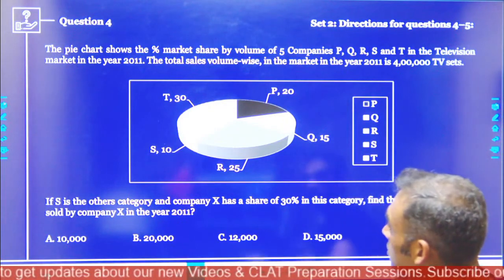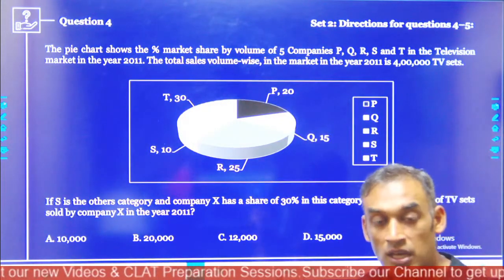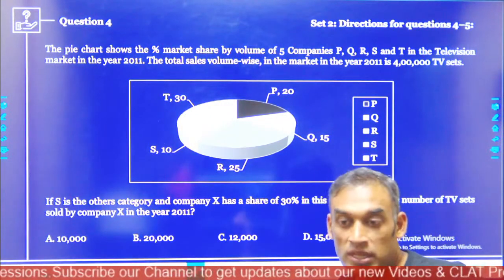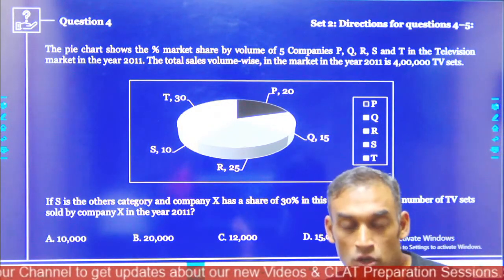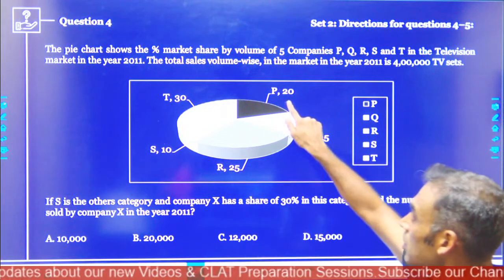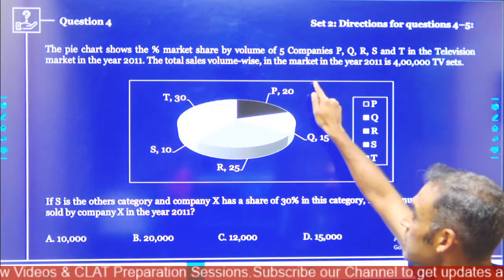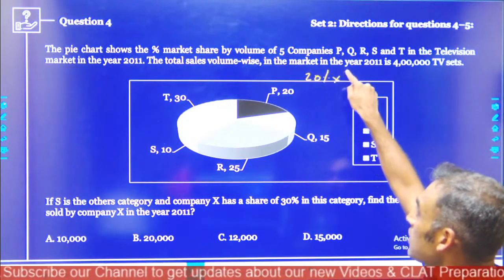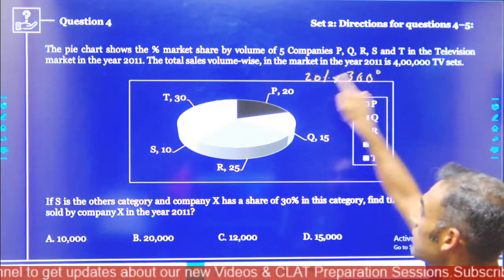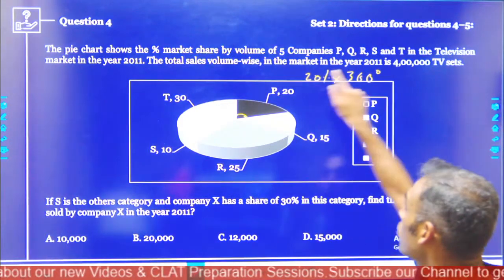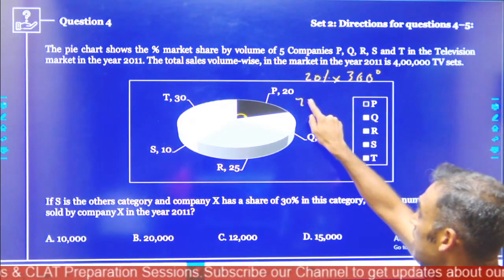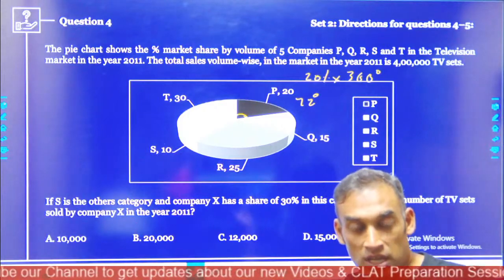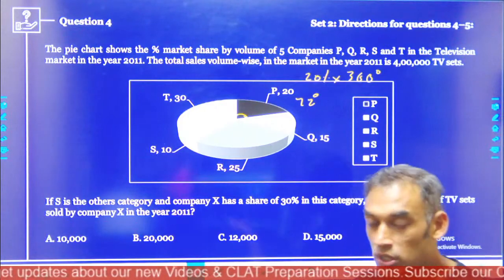First thing. Second thing is, it is not necessary that they give you percentage wise. They can also give you degree wise. So in that case, you have to convert degrees into percentage. For instance, here, this 20% is nothing but 20% of 360. The entire circle is 360 degrees, right? So they could also give this as 72 degrees. Then we have to convert 72 degrees into 20%.